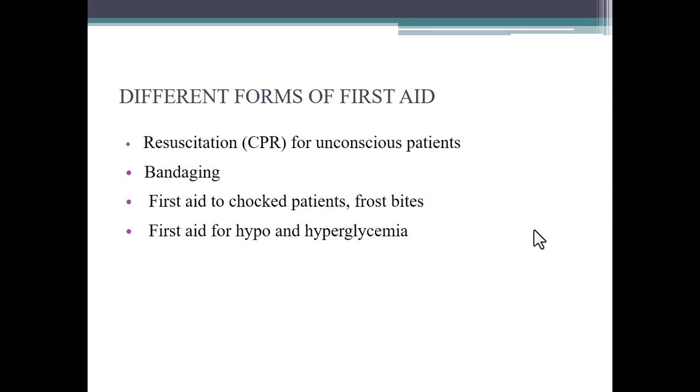So what are the different forms of first aid that you may have? There is resuscitation, that is giving CPR for unconscious patients, and then bandaging your patient for those that may be bleeding or having fractures. For fractures, there are specific types of bandage that you may apply to different types of fractures. And then first aid to the choked patient, like someone who has been choked by food or something, you can apply first aid as you wait for referral.